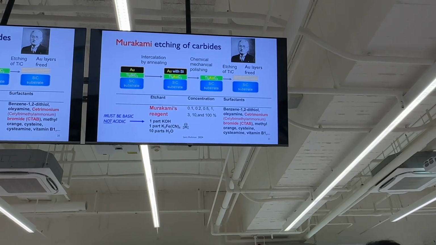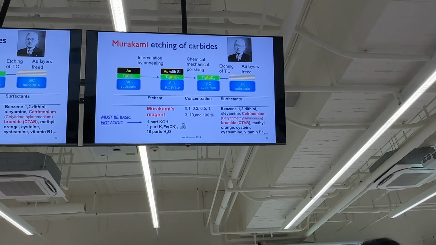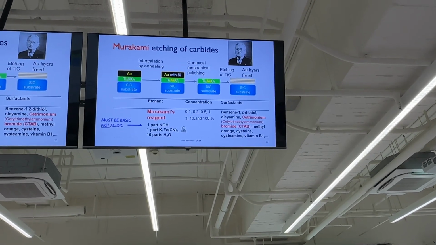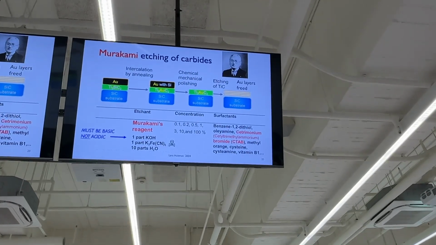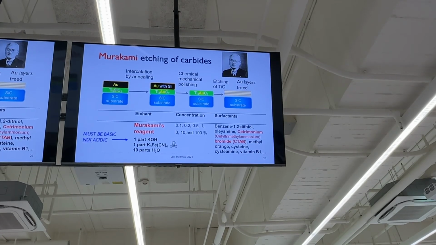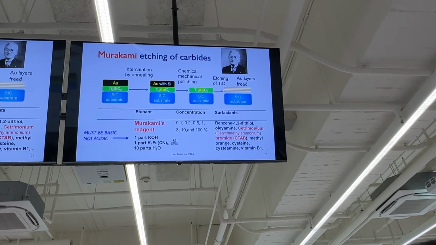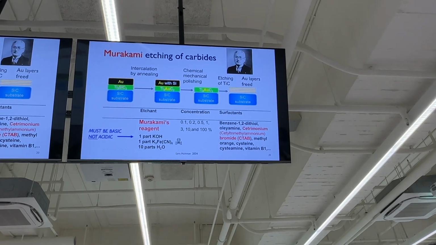The substance he used was potassium ferricyanide. It's nasty stuff if you have it in an acid solution. You never do that. It forms hydrogen cyanide, HCN, prussic acid, and that will be the end of your experiment and yourself. So whatever you do with this, it has to be done in basic conditions. So we add potassium hydroxide.